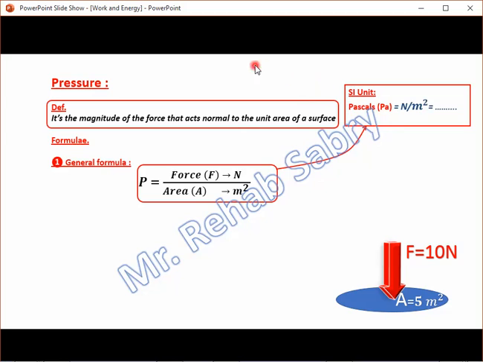Okay, here you have to also write this equivalent unit, which is joule per cubic meter. This is an equivalent unit, which is equivalent to this unit. Okay, how, Mister, can we get this unit? We can get this unit easily by multiplying both.